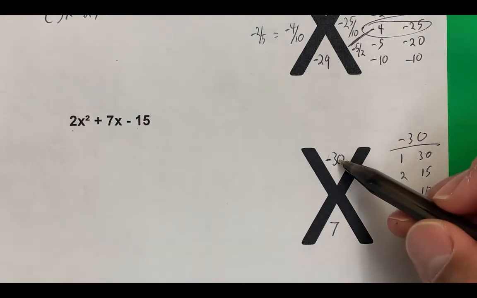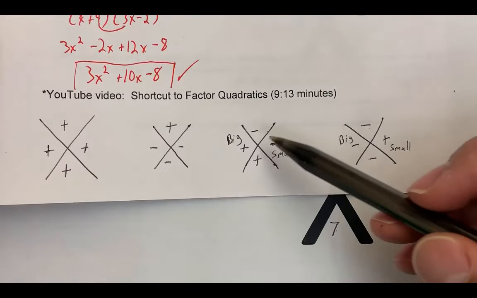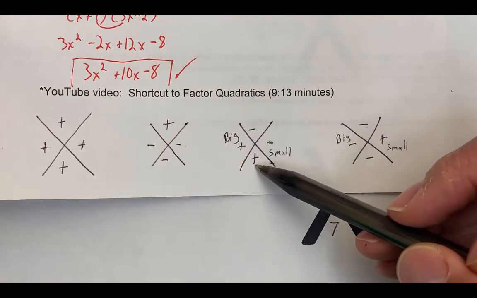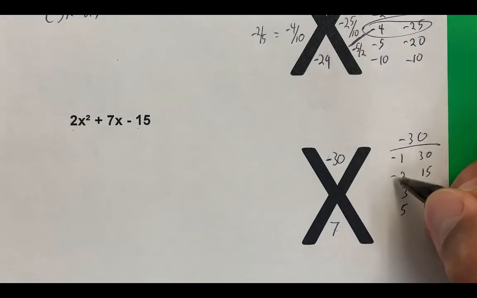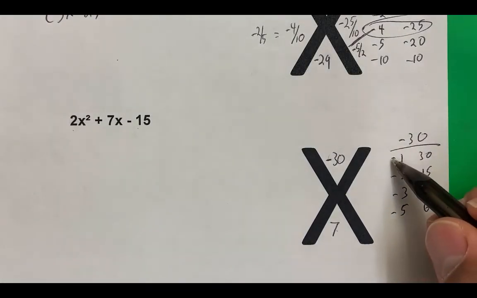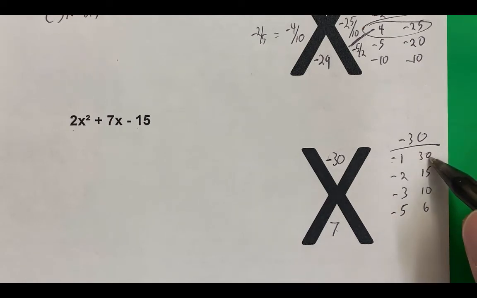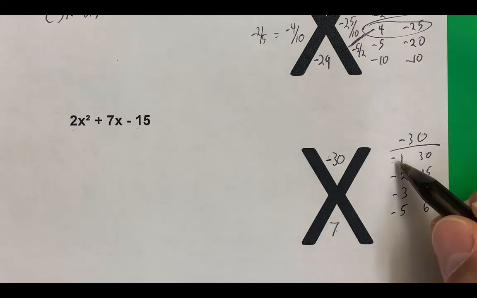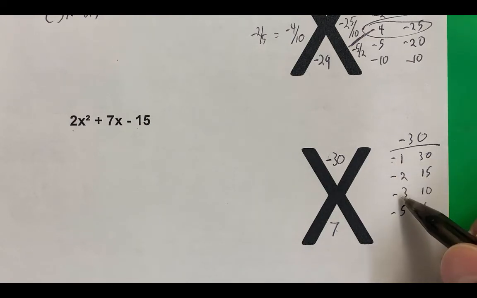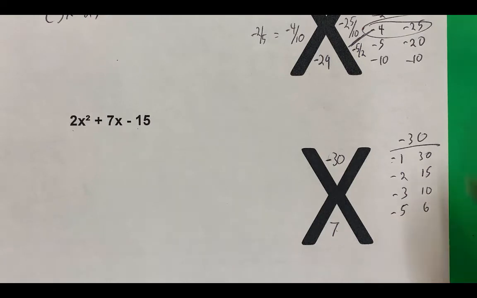Again, top number's negative, bottom number's positive. When the top number's negative and the bottom number's positive, I want my bigger number to be positive and my smaller number to be negative. So negatives here. And then we add them. Negative 1 to 30, negative 29, negative 13. Oh, positive 29, positive 13, positive 7. That's what I'm looking for, okay?